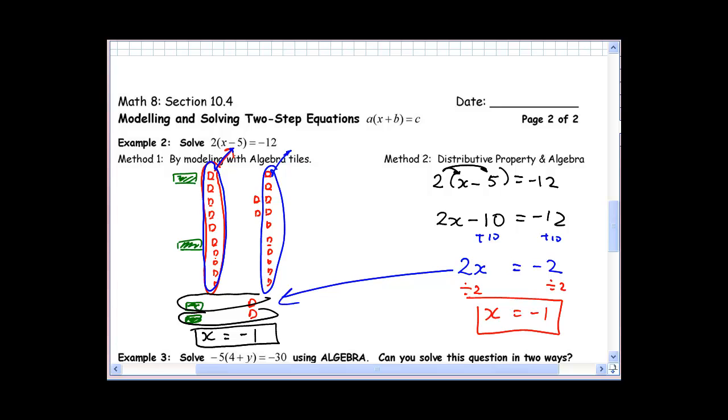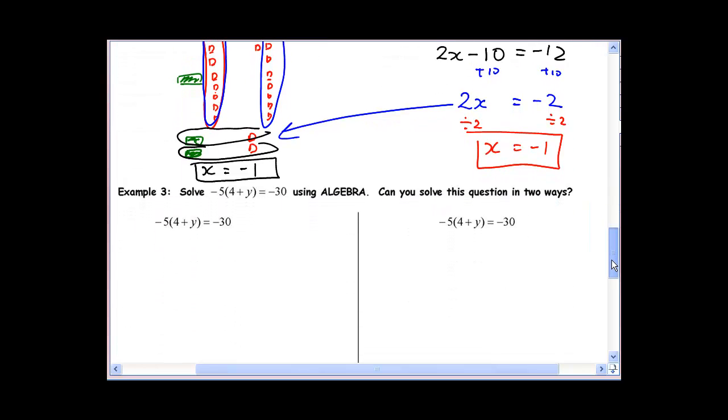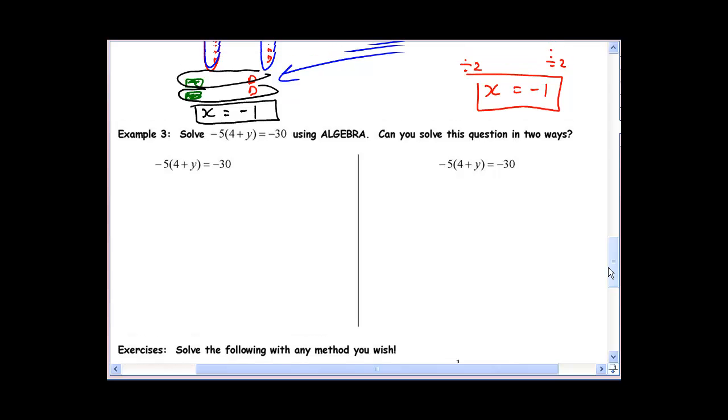Alright, I want to do one more example with you, example 3. But this time, I don't want you to do any modeling with algebra tiles. I just want you to do it with algebra. But I also have thrown in a twist and said, can you solve this question in 2 different ways? On the left-hand side, I've copied the question, and let's do the way that we're used to, the distributive property.